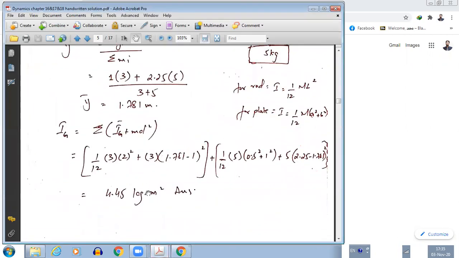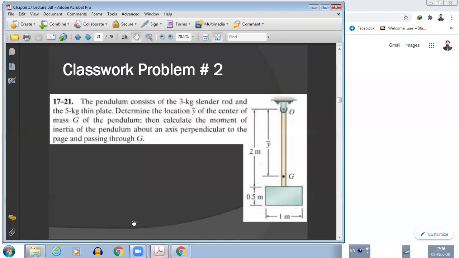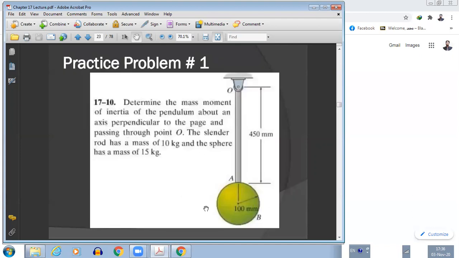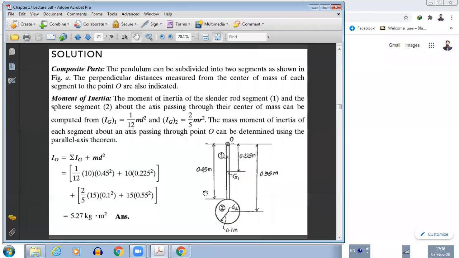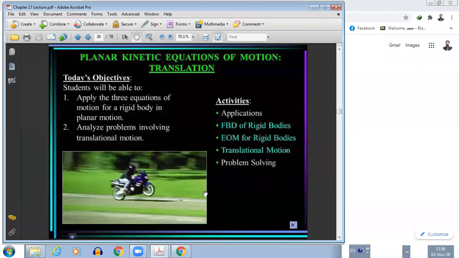Okay. So the answer is 4.45 kg meter square. So the solution is done here as well. This is a practice problem. The solution is there. You can go through it yourself. It's a self-study problem.